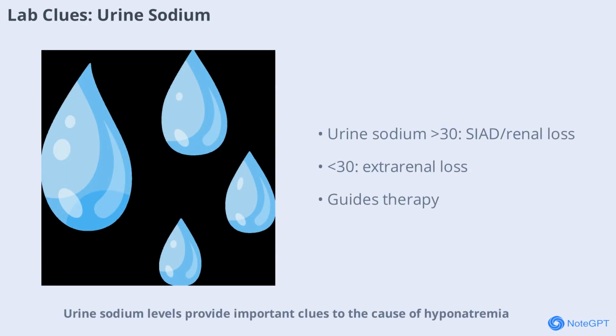Urine sodium levels provide important clues to the cause of hyponatremia. A urine sodium above 30 mEq/L suggests SIAD or renal sodium loss, while values below 30 mEq/L point to extrarenal losses like vomiting or diarrhea. These distinctions help tailor treatment to the underlying problem.